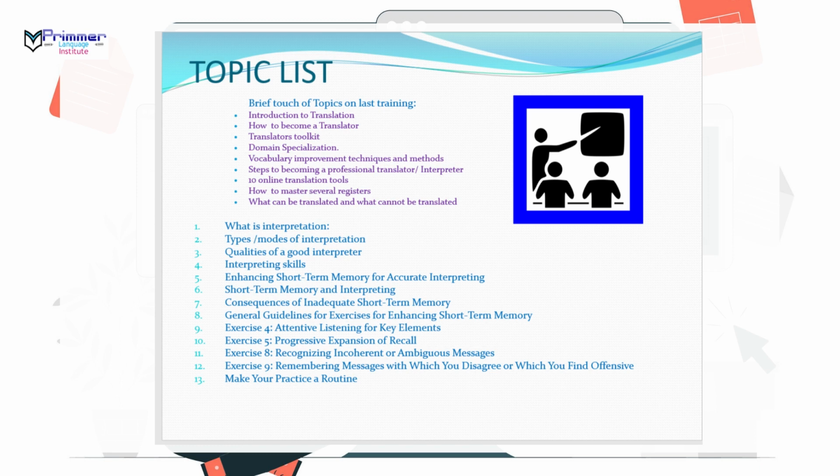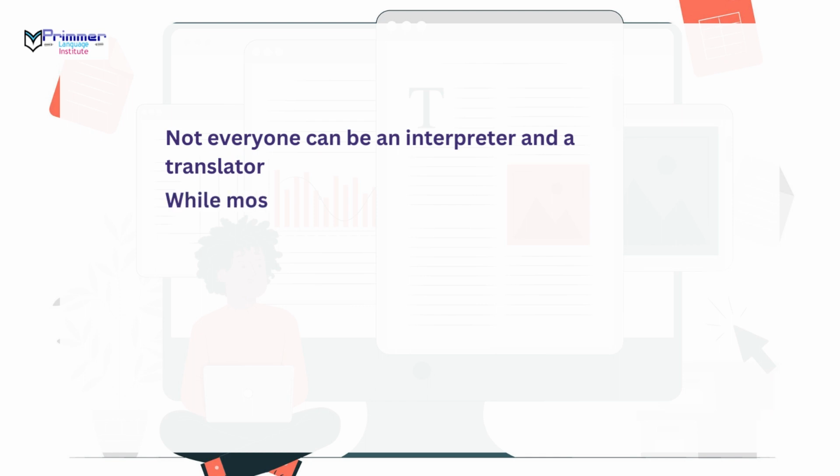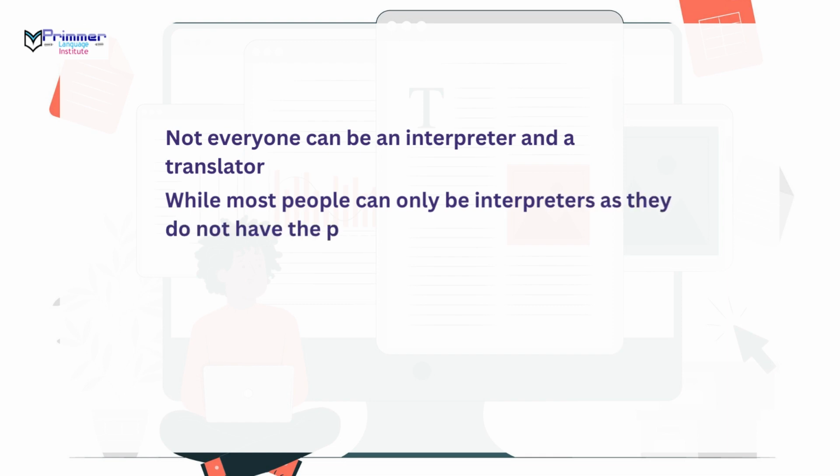Before I go into this brief touch, I want to mention that not everybody can be an interpreter and a translator. Some people are gifted and they can do both without any challenges. It's easy for them to do both. While most people can only be interpreters, they don't have the patience or the attention for detail to be translators. Then for translators, those who are gifted as translators, they might not have the patience or the attention for detail to be an interpreter.